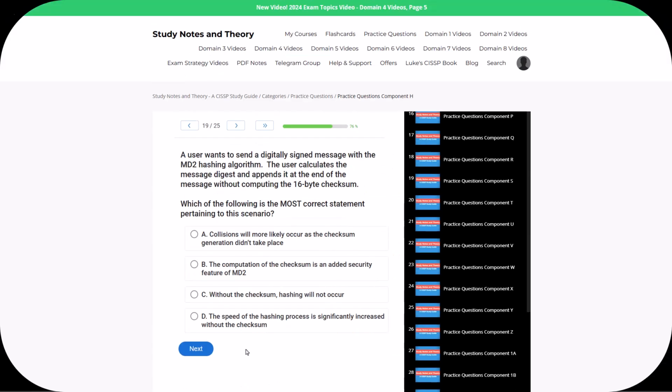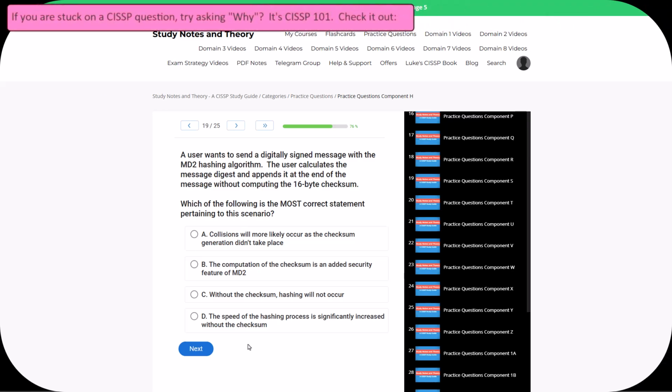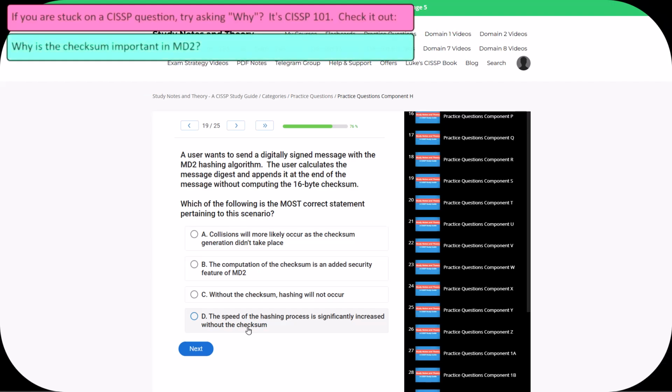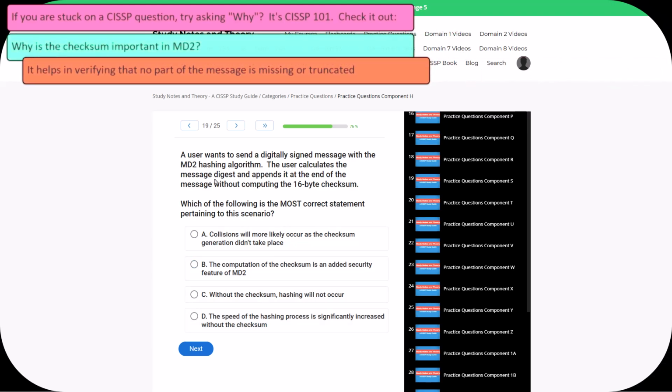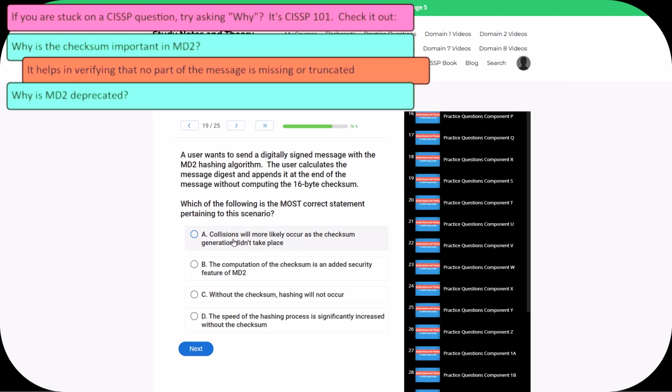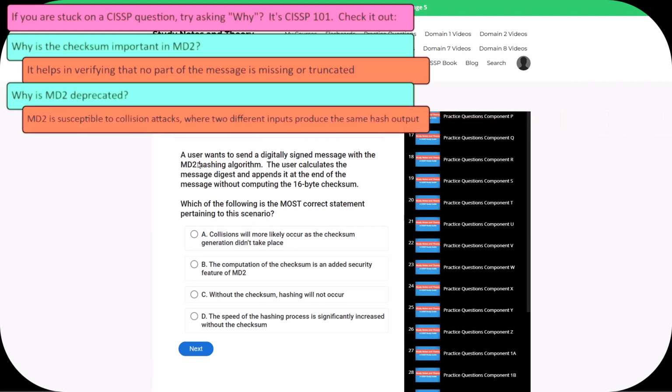A user wants to send a digitally signed message with the MD2 hashing algorithm. Geez, I must have written this question like 6 years ago or something. The user calculates the message digest and appends it at the end of the message without computing the 16-byte checksum. Which of the following is the most correct statement pertaining to this scenario? Oh, it has to do with collisions and birthday attacks or something. By the way, MD2 is heavily deprecated. It's old. Don't even use that anymore. You're supposed to use SHA-1.